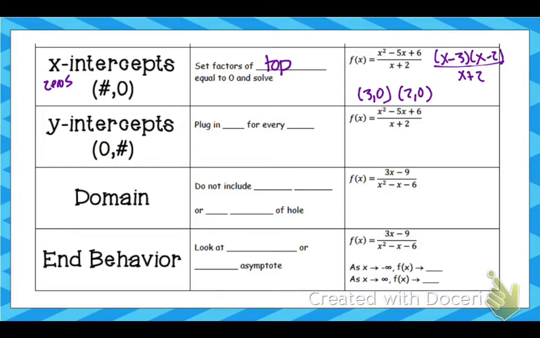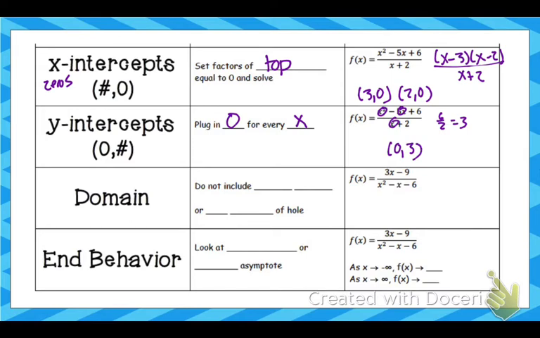All right, y-intercepts, we find the same way we always find a y-intercept. What we do is we plug in 0 for every x. This will be really easy because if I plug in those zeros, all that's left is 6 over 2. So my y-intercept is 0, 3.